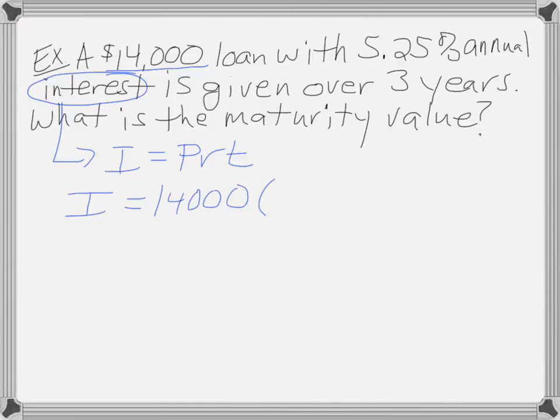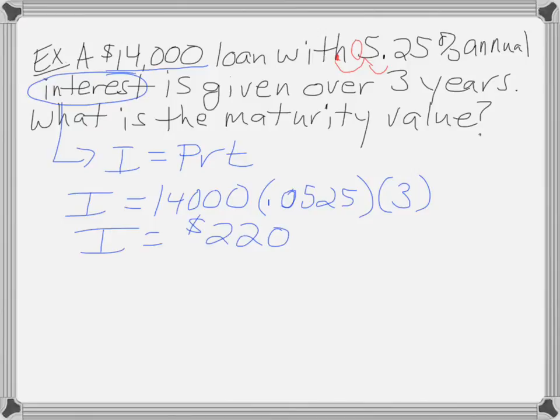The rate, 5.25%. We need to change that percent to a decimal. So I'm going to move the decimal 2 places to the left, fill in a 0, 0.0525 is my rate. Time is 3 years. Multiply that all together. Just the interest then is $2,205. But they didn't ask for just the interest, they asked for the maturity value.